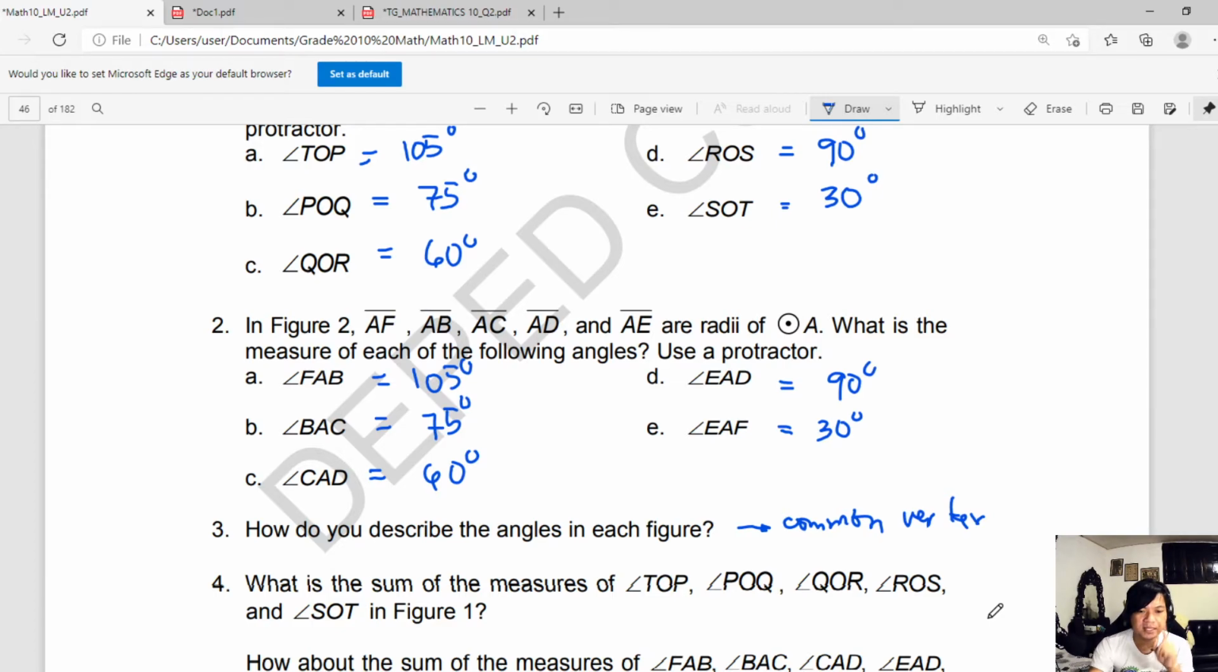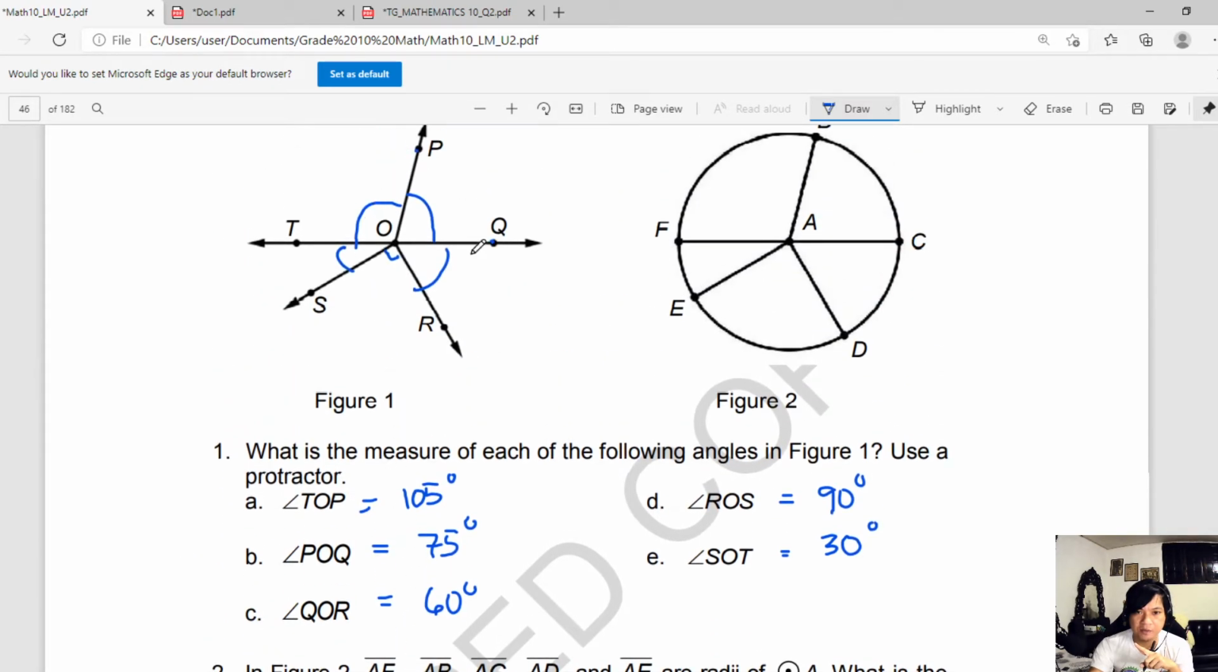Okay, this one. What is the sum of the measures of angle TOP, POQ, QOR, ROS, and SOT in figure 1? So, ito. Ano daw measure nito? So, add natin lahat. So, 105 plus 75 is 180 plus 60 is 240. 240 plus 90 is 330 plus 30, 360. So the measure of this one is 360.